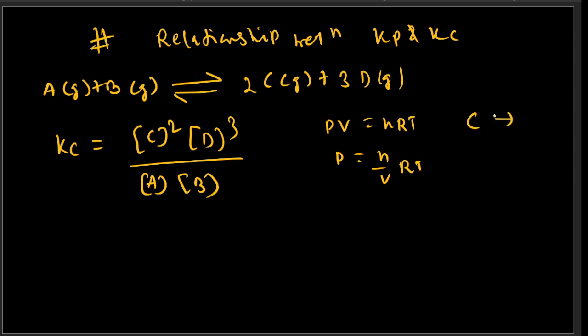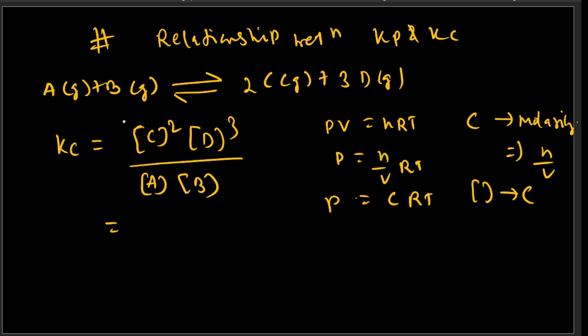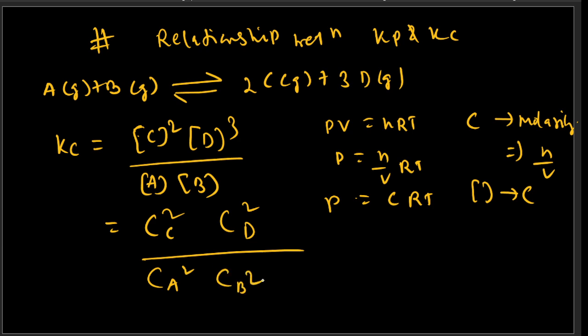In concentration, that is molarity, molarity is moles per volume. So this n by V can be written as C, giving P equals CRT. So instead of this, I will put Kc equals C square, D cube over the concentration of A, concentration of B, that is C_C squared, C_D cubed, C_A, C_B.